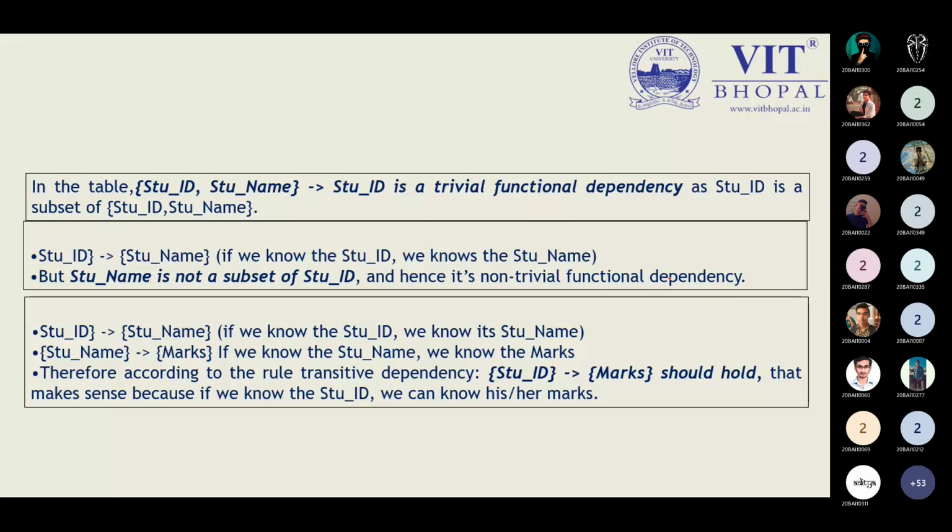Third point. Student name depends on the student ID. So we know the student ID, we know the student name. We know the marks from the student name. Therefore, according to the rule of transitive dependency, student ID determines the marks, and that should hold. It makes sense because if we know the student ID, then we know his or her marks. So this is the trivial functional dependency, this is the non-trivial functional dependency, and this is known as the transitive functional dependency. These are the three kinds of dependencies we have seen, as well as the multi-valued functional dependencies.